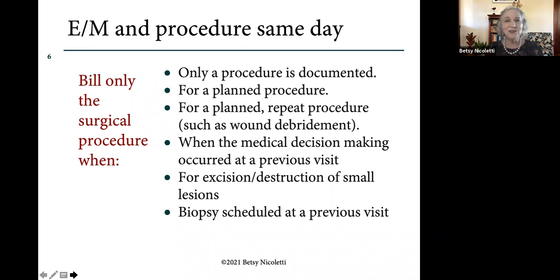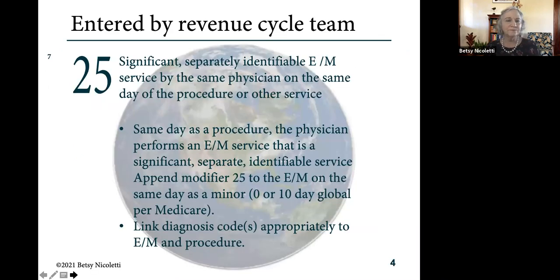And then the payers can be just difficult about skin procedures. So even though the rules aren't any different, sometimes they just won't allow both at the same time. But you put down both things if you've done both things, and then the revenue cycle department will figure out what we're going to get paid for. They're also going to add modifier 25 to the E&M service. And we add modifier 25 to show that there was a significant and separately identifiable E&M service on the same day as the minor procedure.